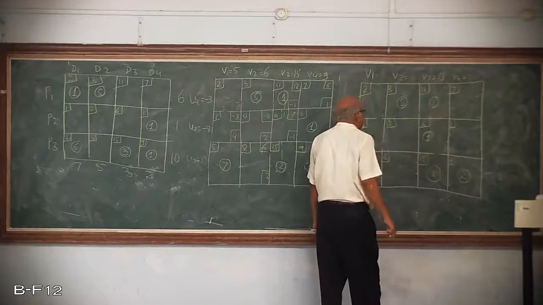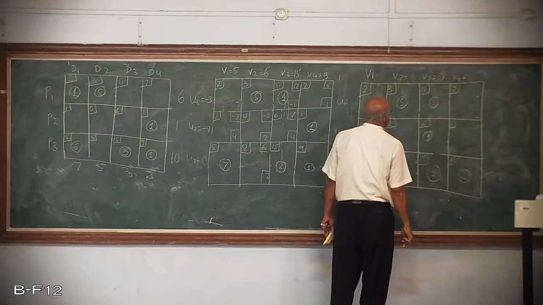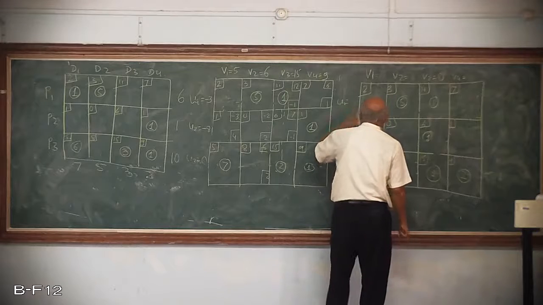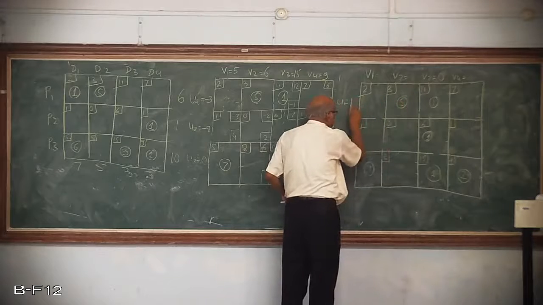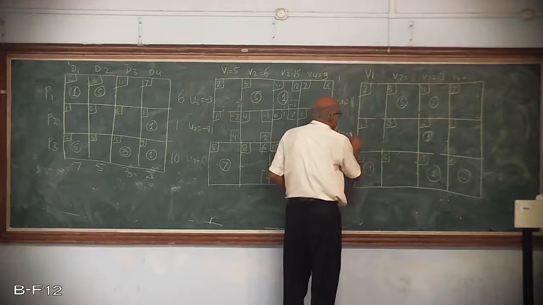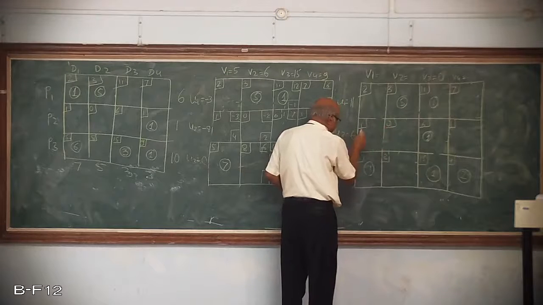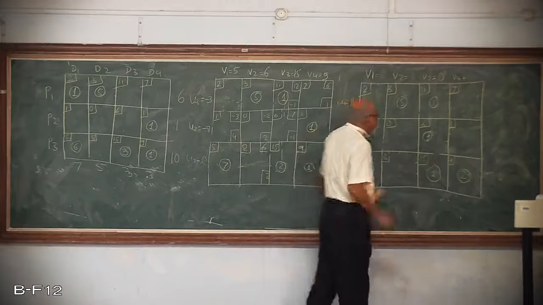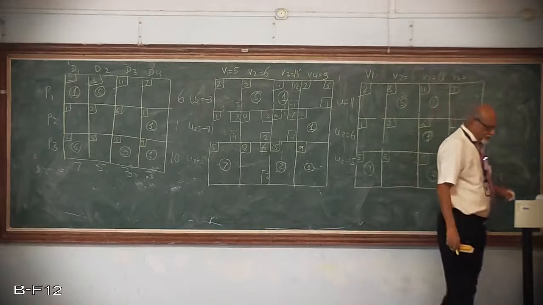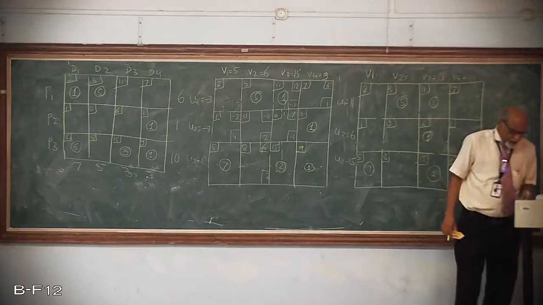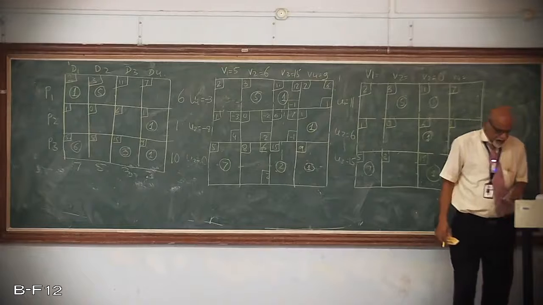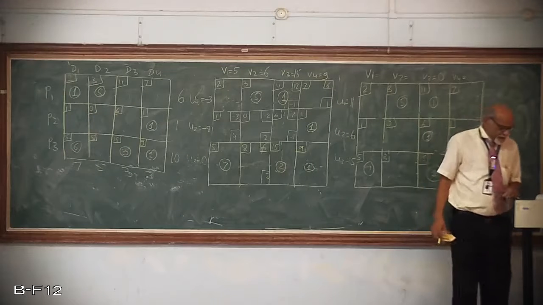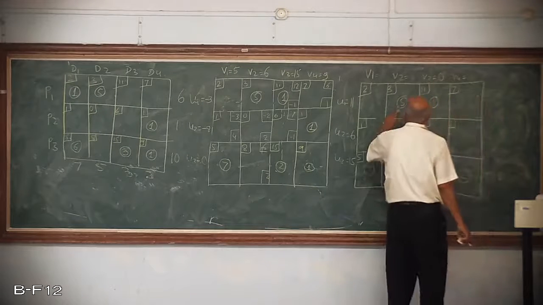If V3 is equal to 0, what is going to be the value of U1? U1 immediately becomes 11 and U2 immediately becomes 15. We just try to see, by assuming these values, how much easier it is to calculate those things.